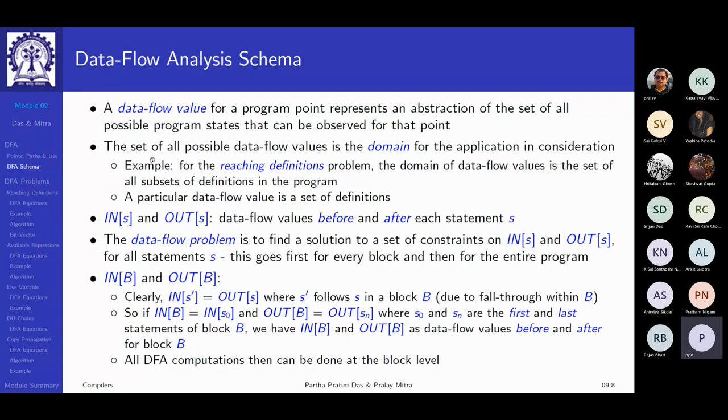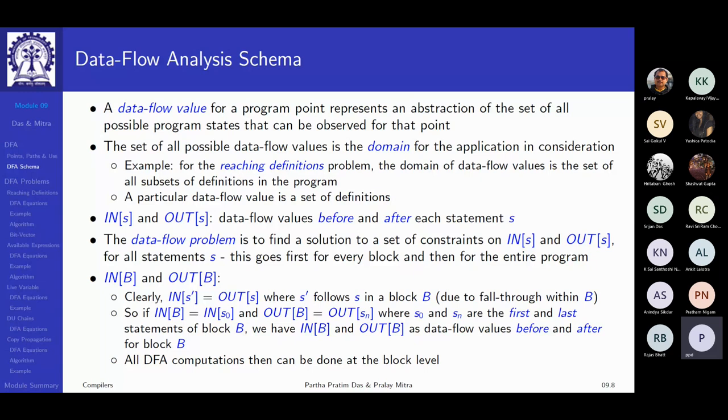So this set of all possible data flow values is called the domain for the application that we are considering right now. For example, if we are considering a reaching definition problem, the domain of data flow values is a set of all subsets of definitions in the program. It is reaching definition. So which definition reached a particular point? So there will be several definitions. And if I take the whole set of definitions and form the power set on that, set of all subsets of the definitions, then those are the potential domain values at a particular point for the data flow on reaching definitions.